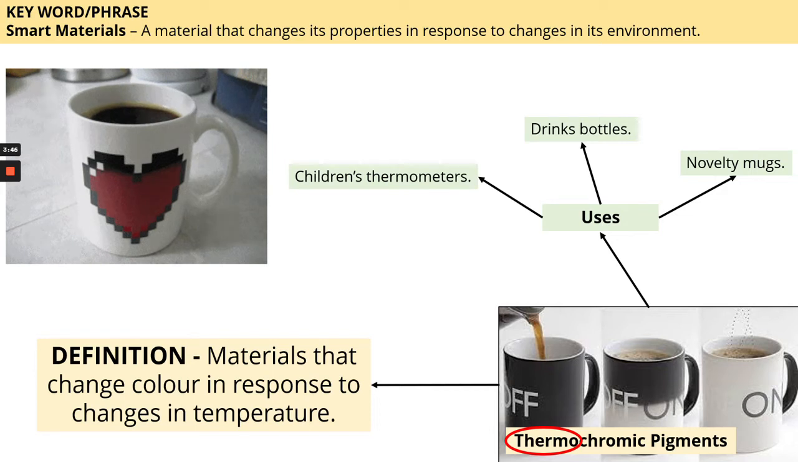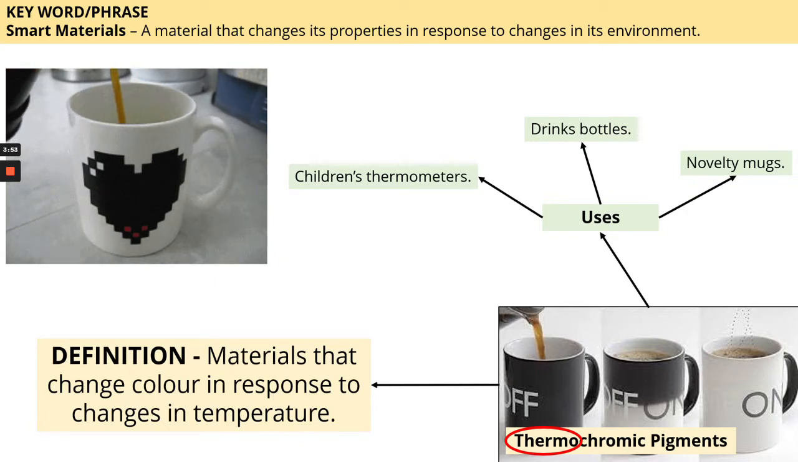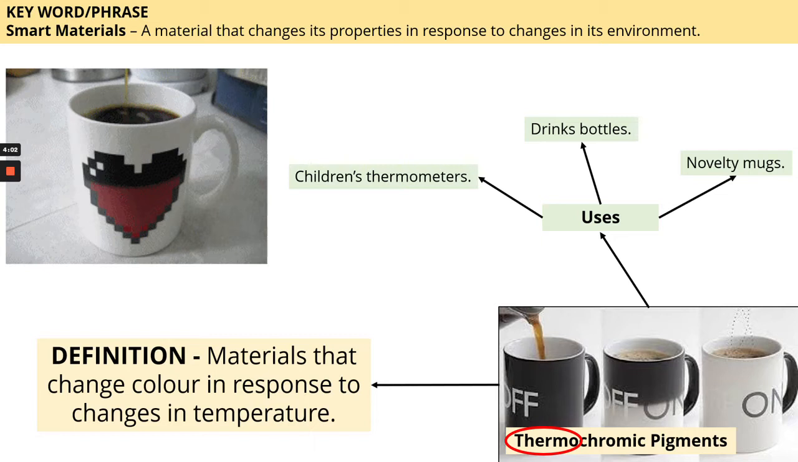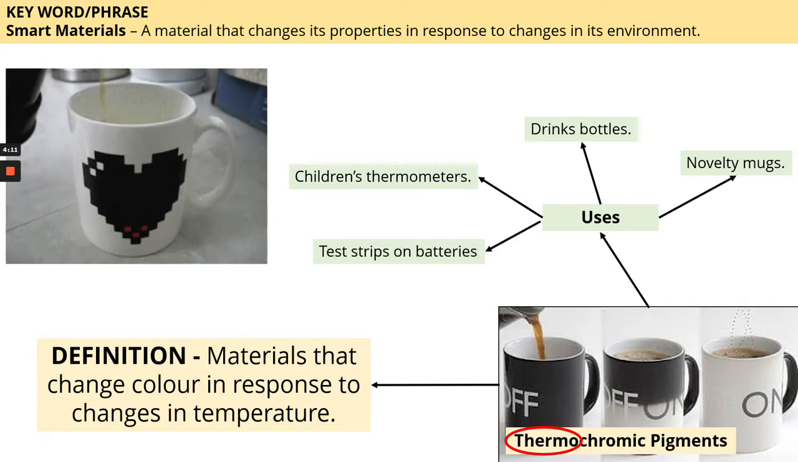And it's also used for children's thermometers. So you know those plasticky little strips where you place on the child's forehead and then it starts to show different bars of heat, of red, to show you how hot the child is on their forehead. So pause the video here, make sure you've got all of that information down. And our next one, test strips on batteries. Forgot I popped that one in. So make sure you've got that one down, and then let's move on.